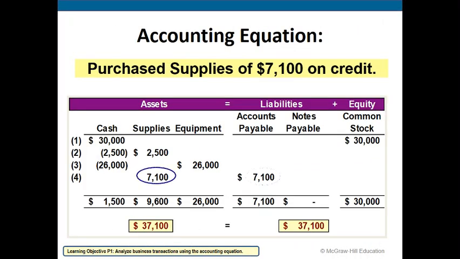Note here, both sides of the equation have gone up, to $37,100, or increased by $7,100. Why? Because we didn't pay cash. We increased assets. We also increased liabilities. There was no corresponding decrease in assets like there was with a cash purchase in 2 and 3.